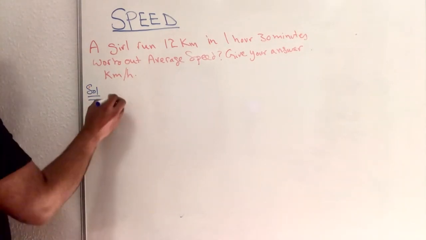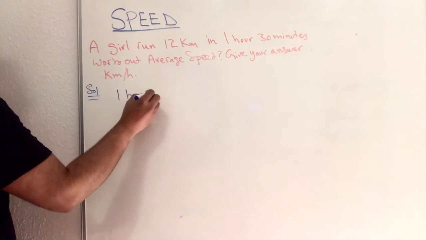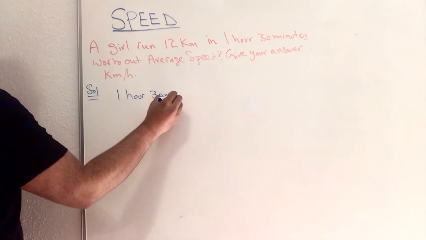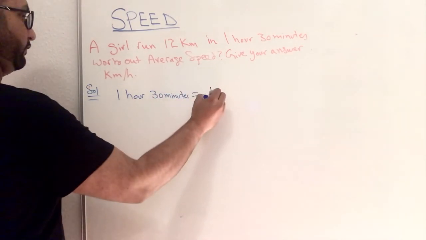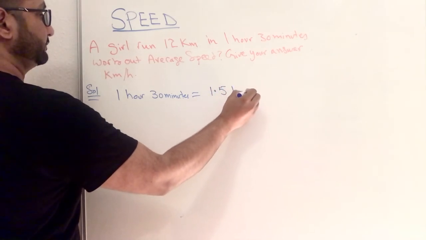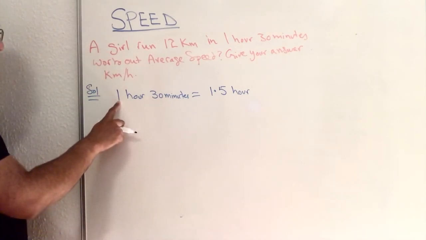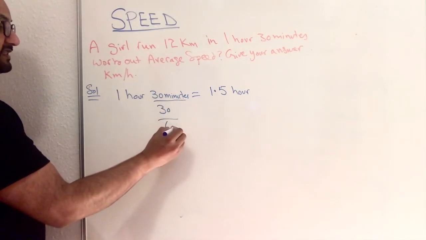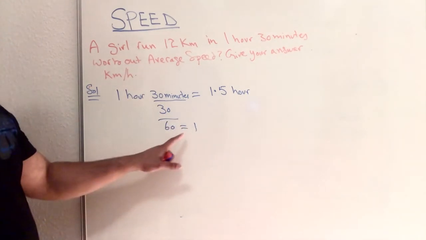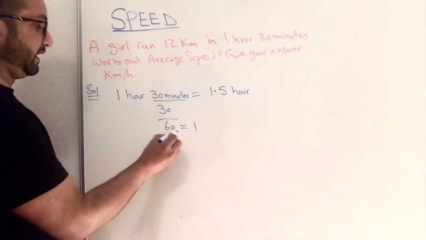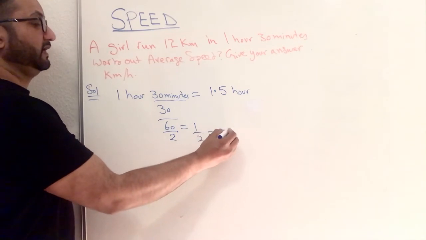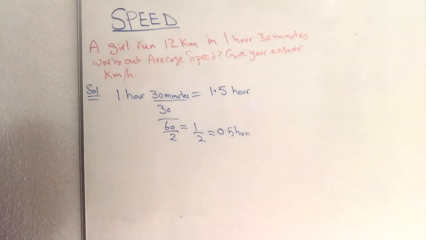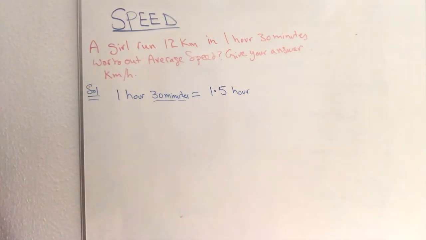So 1 hour 30 minutes is equal to 1.5 hours. How? Because as you know, in 1 hour, how many 30 minutes? 2 times 30 minutes, 30 minutes and 30 minutes. That gives you 60 minutes, and 60 minutes is 1 hour. So half of that is 0.5 hour, half an hour. So we are using 1.5. So we have found that value.